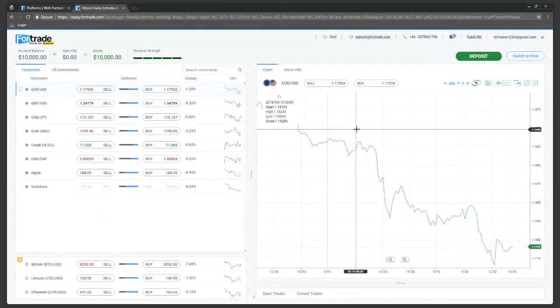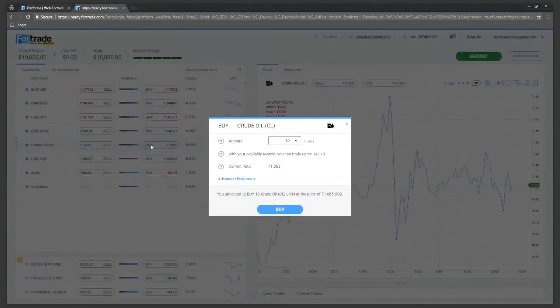Okay, on the left-hand side, we can see a number of popular instruments that we can trade on. Today, of course, we are going to trade on crude oil, since it's a very interesting instrument right now, and it's the topic of this webinar. And I think we are going to click on buy. Because I think the price of crude is likely to go up in the near future.